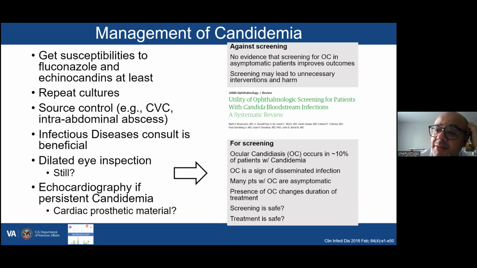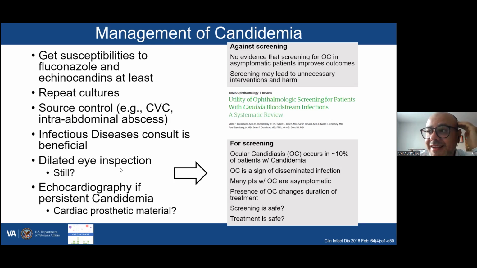Other things to do when you have a patient with candidemia: you always get susceptibilities to fluconazole and echinocandins. The labs should be doing this. You always get repeat cultures to ensure that you cleared the candidemia. You control the source, you remove that CVC, and you get a CT abdomen pelvis to see if there are any abscesses. There's data that shows that an infectious disease consult is beneficial, and at the VA, this is an auto consult.